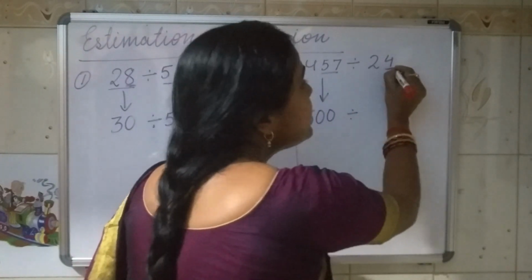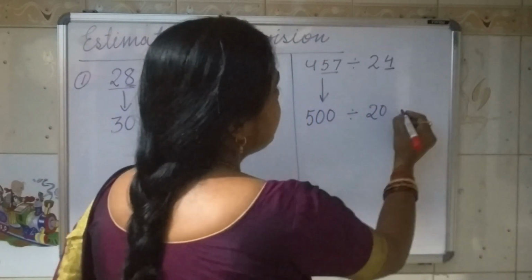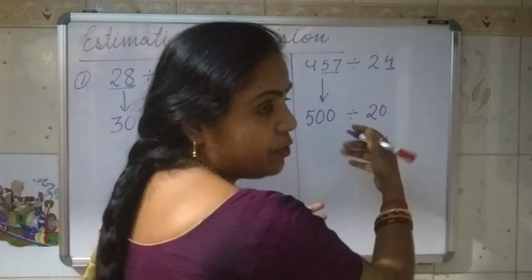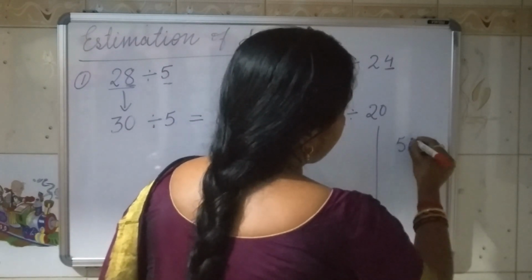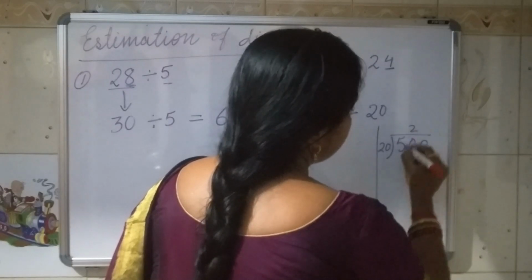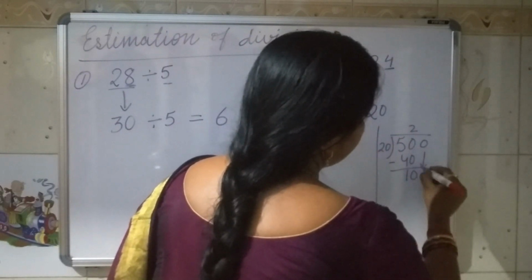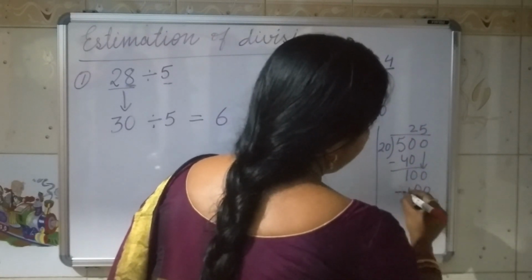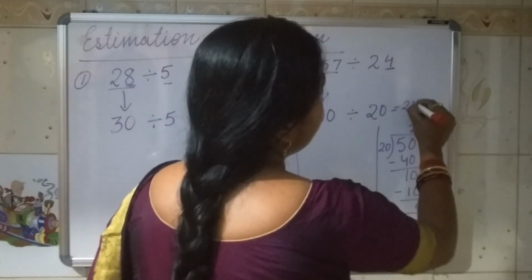This ones place is less than 5. So it will go to 20 and we will divide 500 by 20. If we are not comfortable to divide it like this, we will make a rough column. And then 500, you know the table of 20. 20 2s are 40, minus, this is 10. Bring this 0 down. 20 5s are 100, minus, this is 0. So answer is 25.